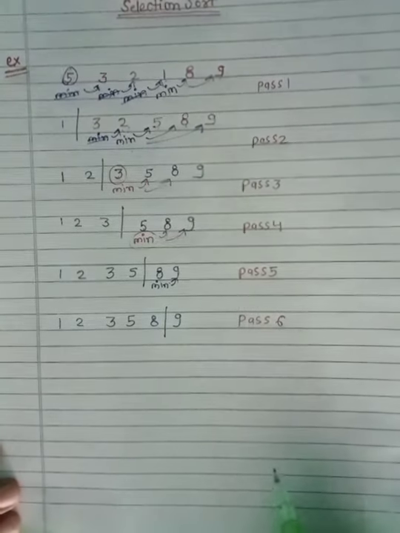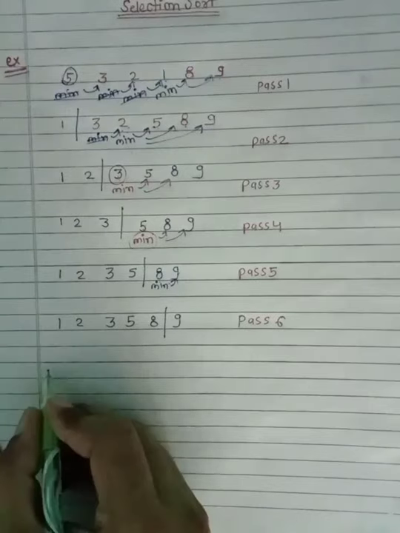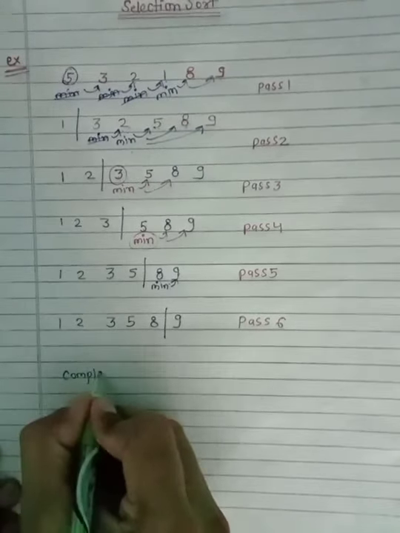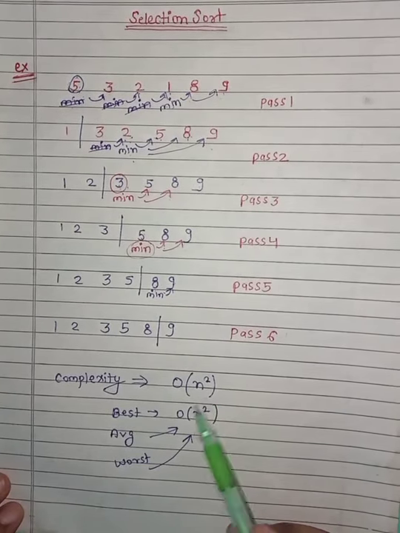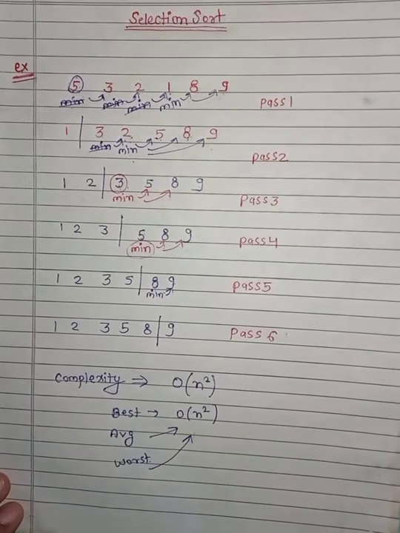And if we talk about the complexity of selection sort, it is n square. Let's say we have n elements to sort in the given array, then in each pass, pass 1, pass 2, pass 3 up to pass n, selection sort will traverse all the n elements for all the passes. So the complexity will be n square in even the best, average and worst case.